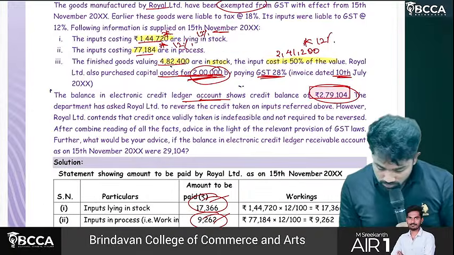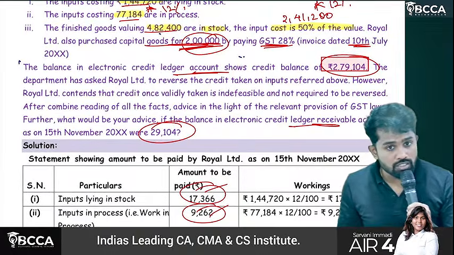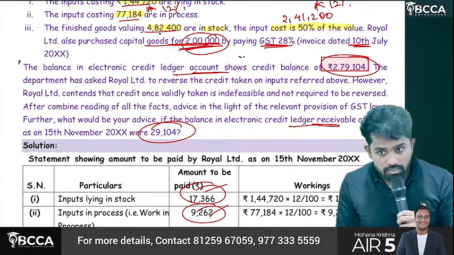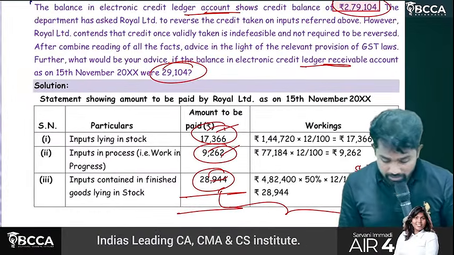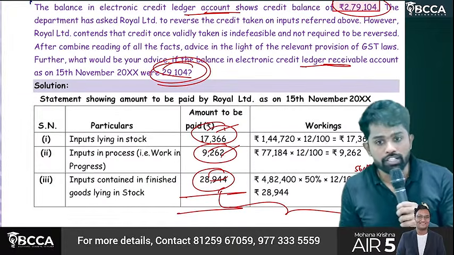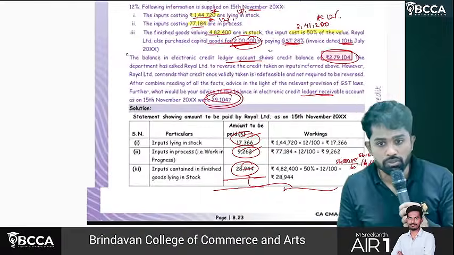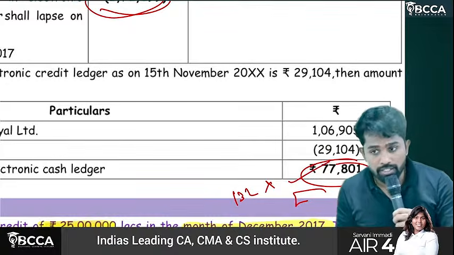They asked another question also, sir. Will your answer be different if they have credit of only 29,104? Yes. They need to pay this total plus 51,333, but they have credit only to the extent of 29,104. So you will adjust that 29,104 and pay the balance through cash. See, the balance 77,801 is paid in cash.